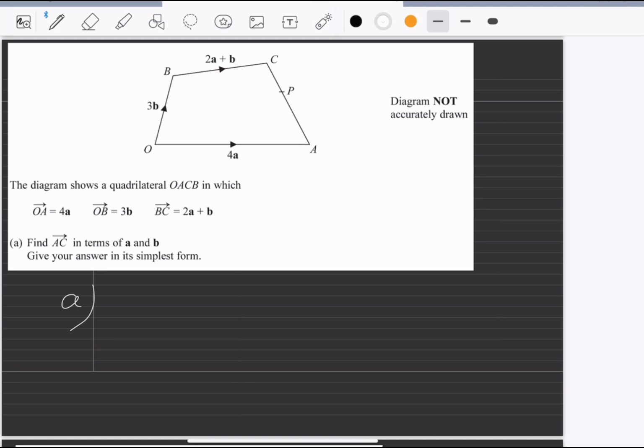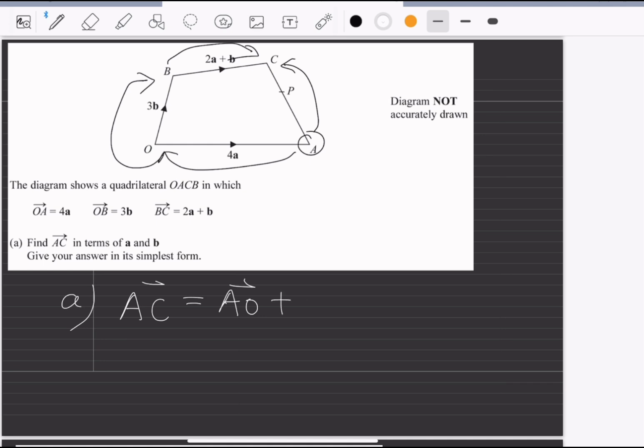If we want to go from A to C, it will be the same as going from A to O, from O to B, and B to C. Of course, this is a big detour, but it is equivalent, from the same origin to the same destination. Therefore, the vectors are equivalent. So let's write this down. AC equals AO plus OB plus BC.